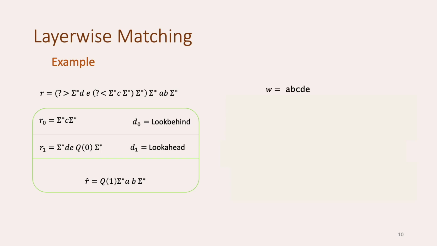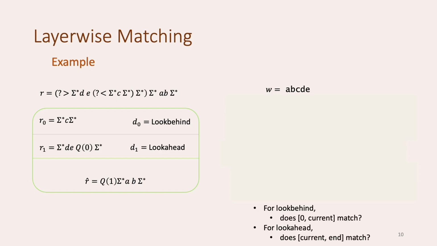Consider the word ABCDE. For the look behinds, we are interested in the question, does the window from 0 to the current position match? And for look aheads, we are interested in the question, does the window from the current position to the end of the string match?